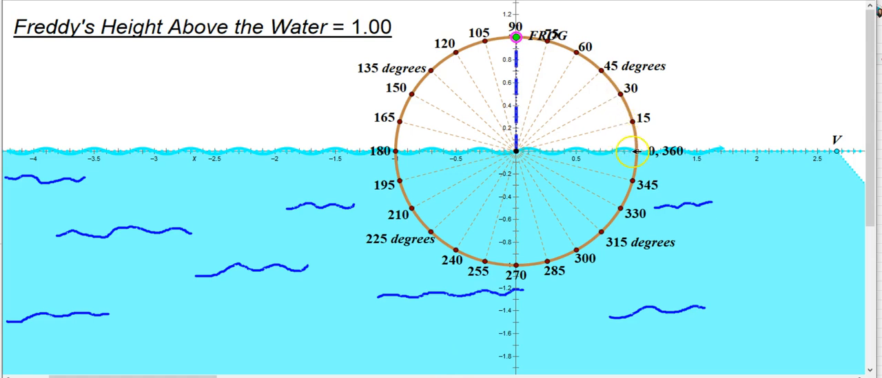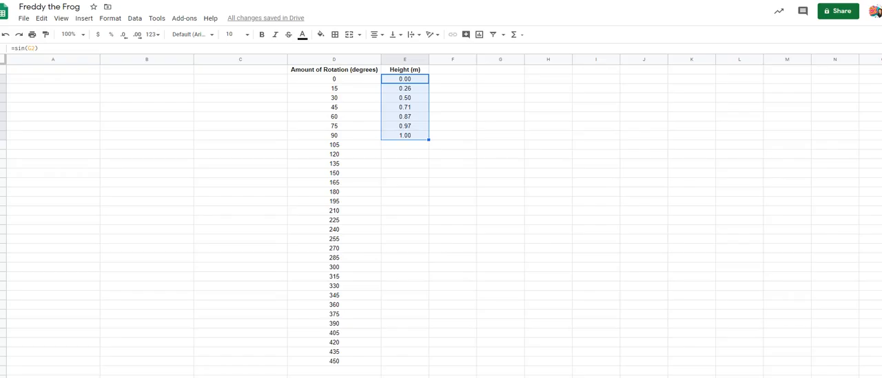Then, if you look at the symmetry of the wheel, once he rotates to 105 degrees, it's actually going to be the same height as when he was at 75 degrees. And at 120 degrees, the height after that rotation is going to be the same as the height at 60 degrees, etc. So all the way down until we get to 180 degrees of rotation and get back down to the water level, which gives him a height of 0.